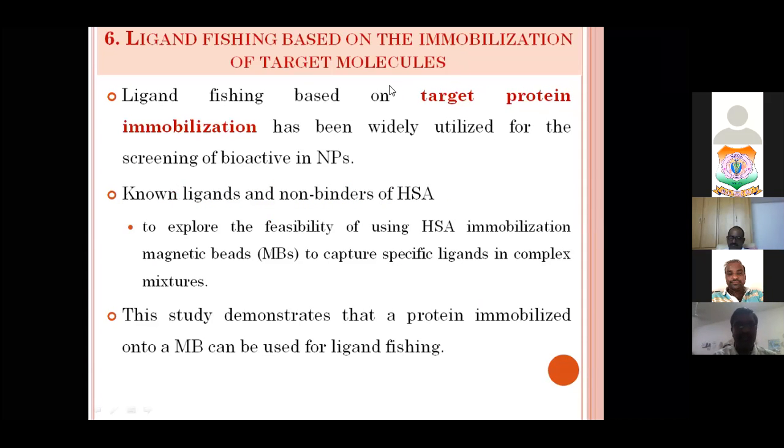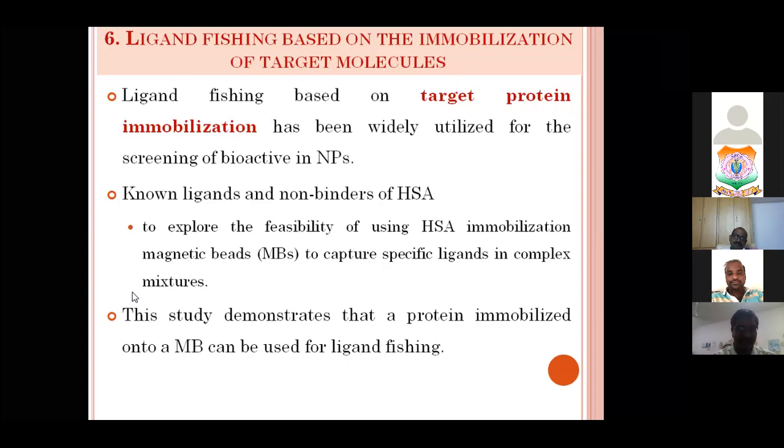Next one is ligand fishing based immobilization of the target molecules. Ligand fishing based target protein immobilization is also a widely used method. The study demonstrates a protein immobilization on magnetic beads that can be used for ligand fishing. I will show you with the diagram, then it will be easy to understand.